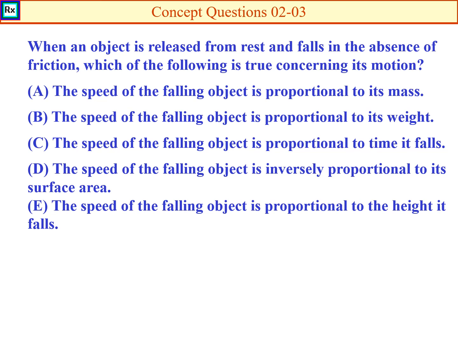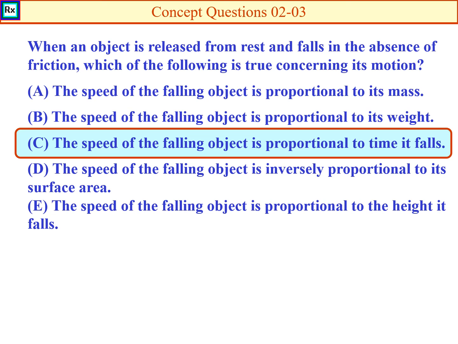This one says when an object is released from rest and falls in the absence of friction, which of the following is true concerning its motion? All right, so we know that the speed of the falling object is going to be proportional to the time. The weight of the object actually doesn't matter. The mass of the object doesn't matter, because the gravity of the Earth pulling on an object will change according to its mass. The more mass an object has, the more force of gravity Earth pulls with. So we get a constant acceleration either way. So the weight and the mass don't matter.